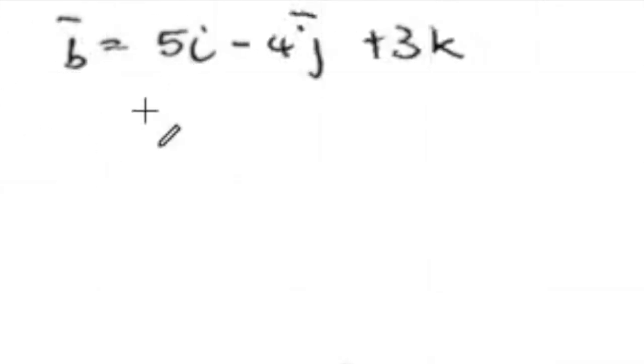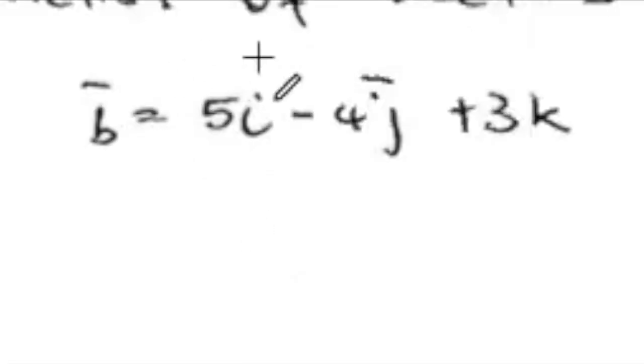For b, the coefficient of i is 5, which is for x, and the coefficient of j is negative 4, that's for y, and the coefficient of k is 3, that's for z. For c, we have the coefficient of i is negative 1, the coefficient of j is 3, and the coefficient of k is negative 1.